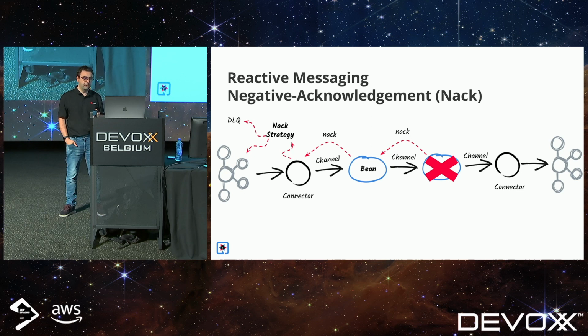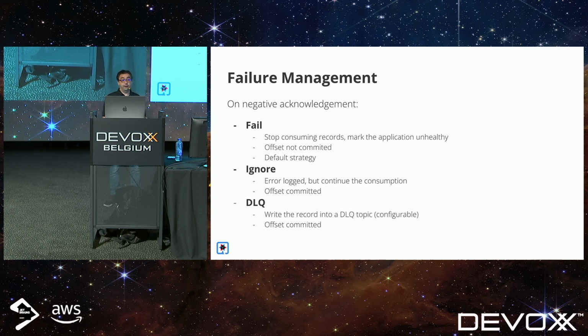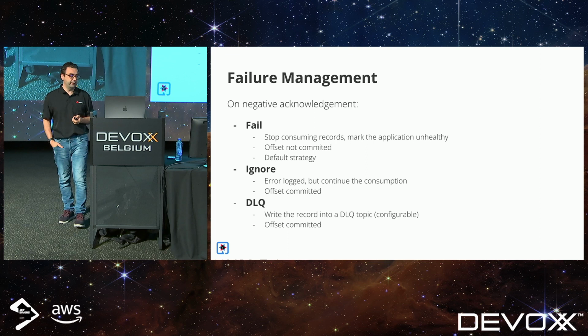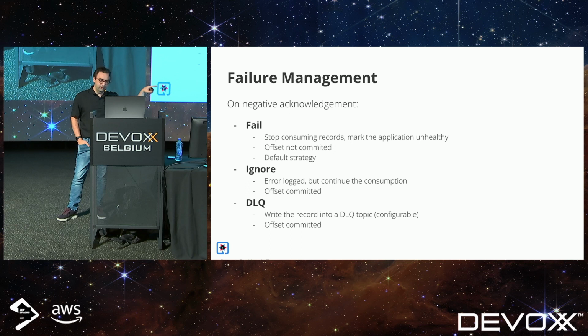We provide three strategies: fail, ignore, and DLQ. Fail, we stop. Something bad happens, we just stop. That's the safest, but not necessarily what you want. Ignore, which will just log somewhere in the pod log. So basically, it's lost forever. Or DLQ, which means that we are writing to a DLQ topic, which is configurable, of course, with all the metadata you need to say, oh, that's this one.